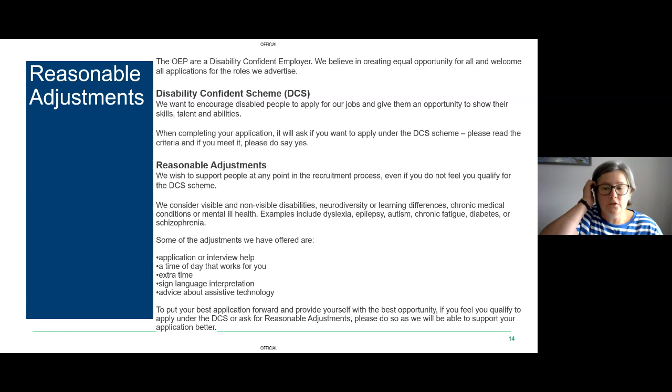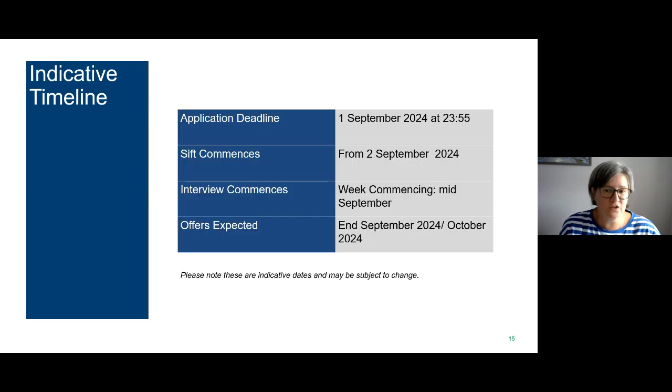Indicative timelines. These are indicative timelines. The closing date is the 1st of September at 11:55. We're hoping to commence the sift quite quickly from the 2nd of September. The interviews are going to be mid-September with offers expected shortly afterwards. It largely depends on how many applications we get, but we're hoping to turn this around quite quickly. So just some indicative dates at the moment.